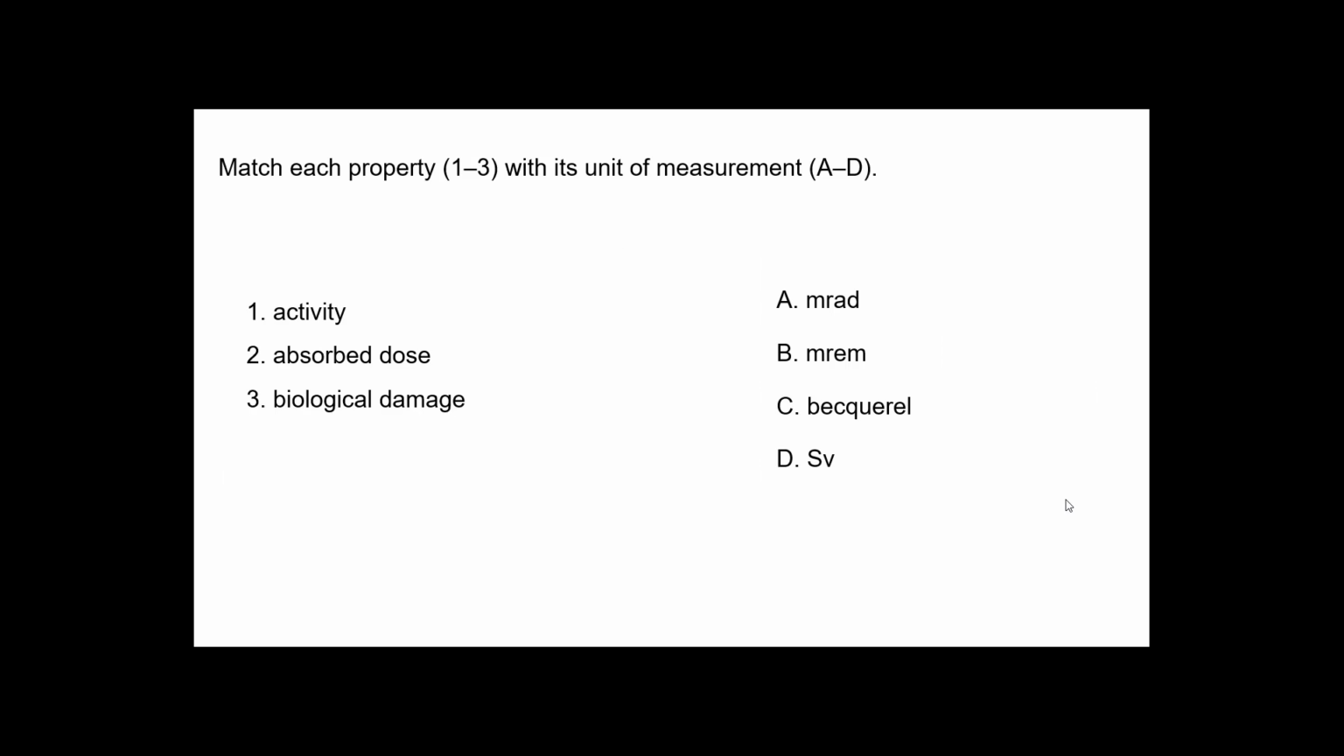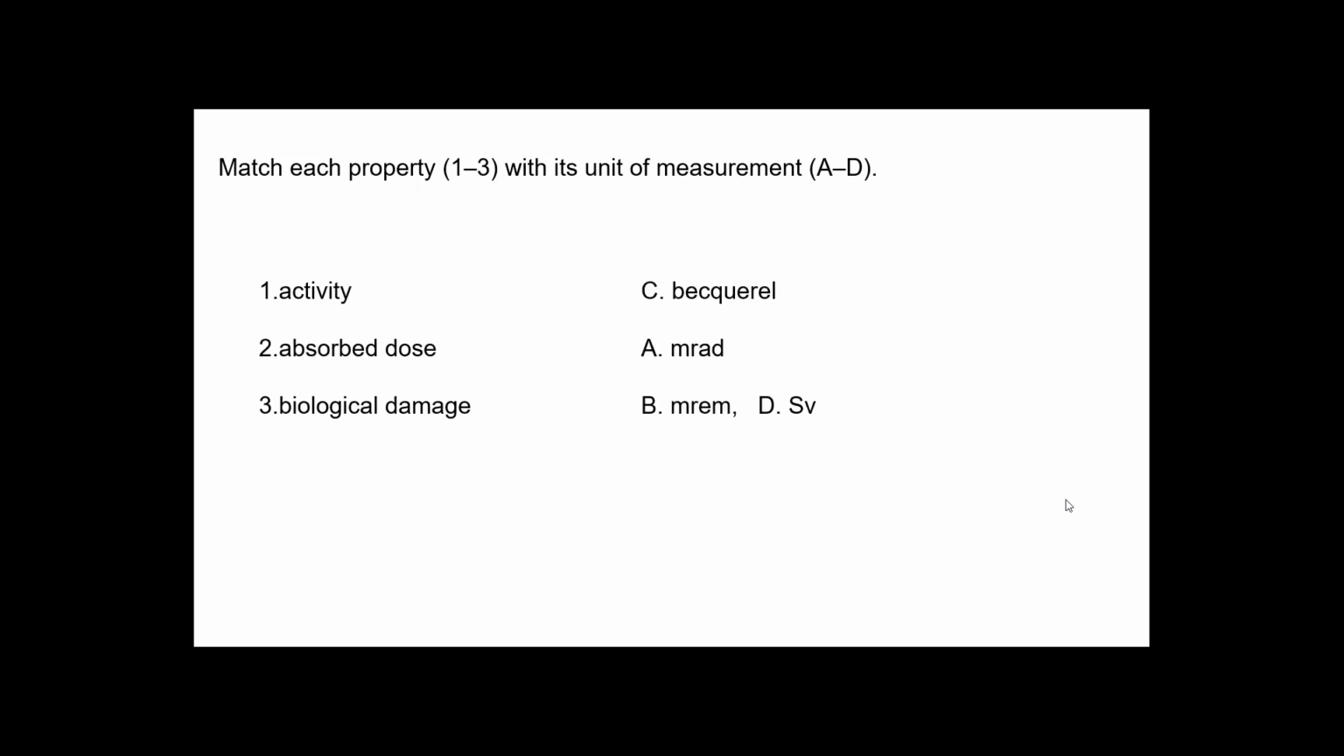Okay, so let's match each property with its unit of measurement. We have activity, absorbed dose, and biological damage. I'm just going to attach them so we can discuss this. Activity is becquerel. That is a unit; they call it activity. Absorbed dose is mrad. And then we have biological damage. The unit of measurement for biological damage is mrem, I'm guessing milli-rem, and then sieverts on here.